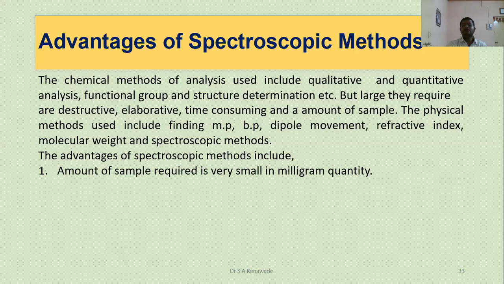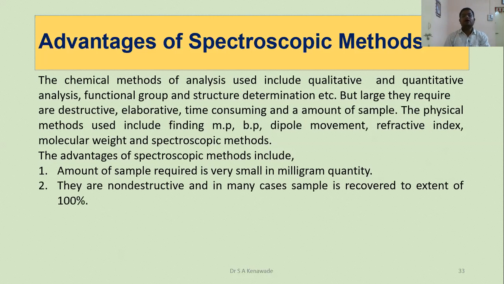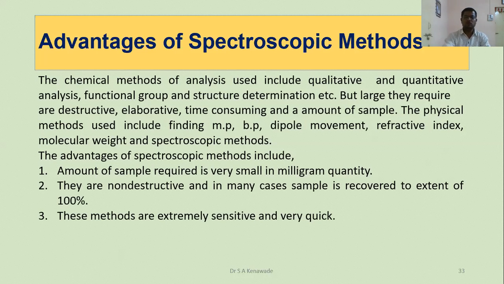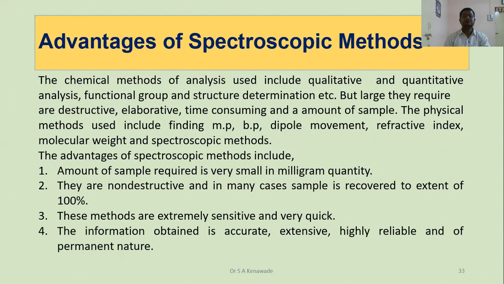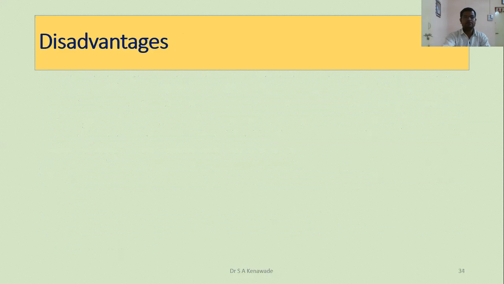Only a milligram of sample can be used to determine the information we get from spectroscopic technique. Second, they are non-destructive. If you use a milligram of sample, after some time it can be reused. In many cases, the sample is recovered to the extent of 100%. These methods are extremely sensitive and very quick. The information obtained is accurate, extensive, highly reliable, and of permanent nature.